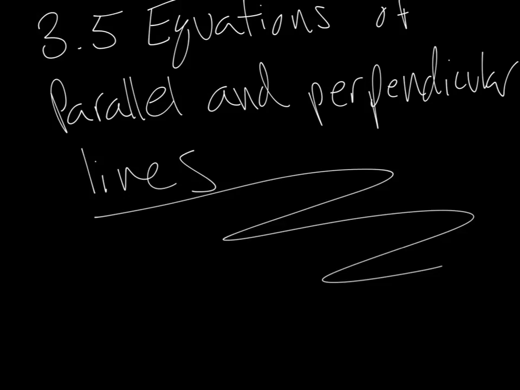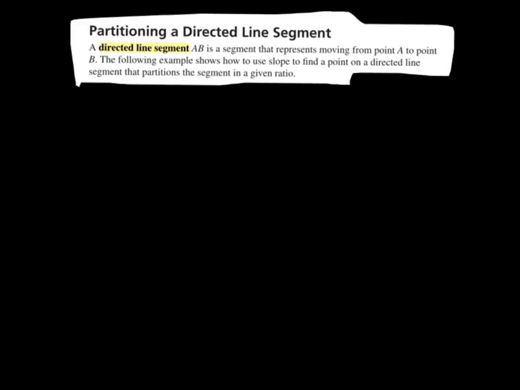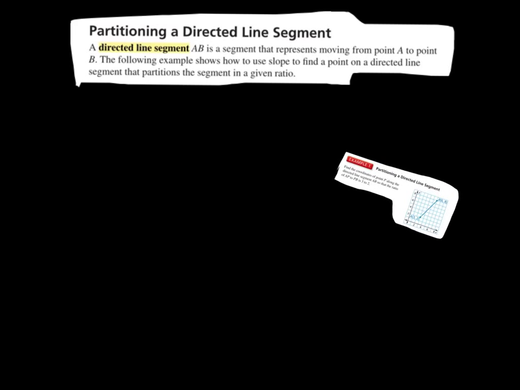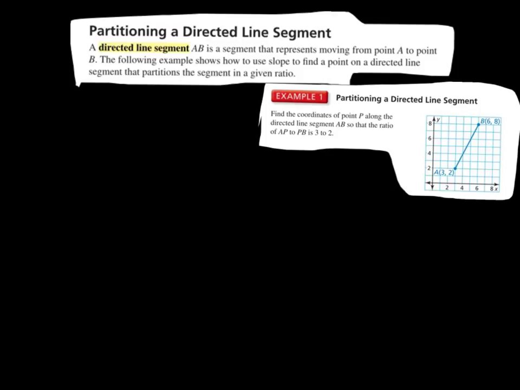line segment. But before we get into that, you need to know what a directed line segment is. A directed line segment, AB, is a segment that represents moving from point A to point B. So if you moved from point A to point B, that's what a directed line segment is. Now I'm going to give you an example that shows us how we can partition a directed line segment. So think about the word partition. Look that word up if you're not sure what it means, and that's what we're going to do to this line segment. So I basically just copied example 1 from the book.